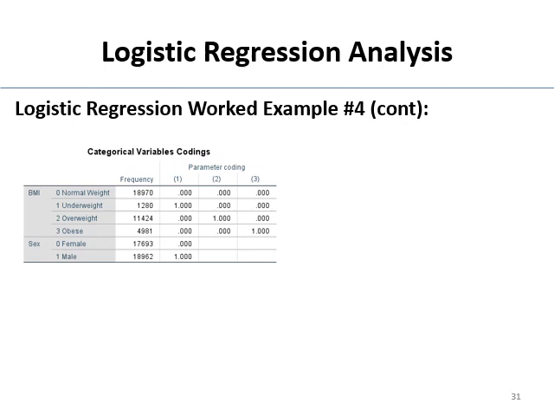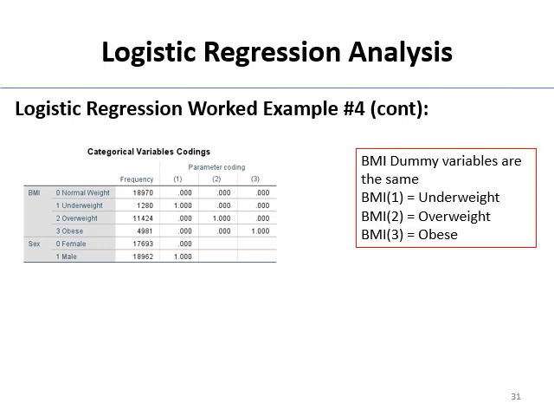All right, so the first stop here, I've thrown them in the model, is to look at the categorical variables codings table. And note it's a little more complicated now. You've got BMI in here. So BMI is coded the same. Dummy variable 1 is underweight. It's got a 1 there. Dummy variable 2 is overweight, and dummy variable 3 is obese.